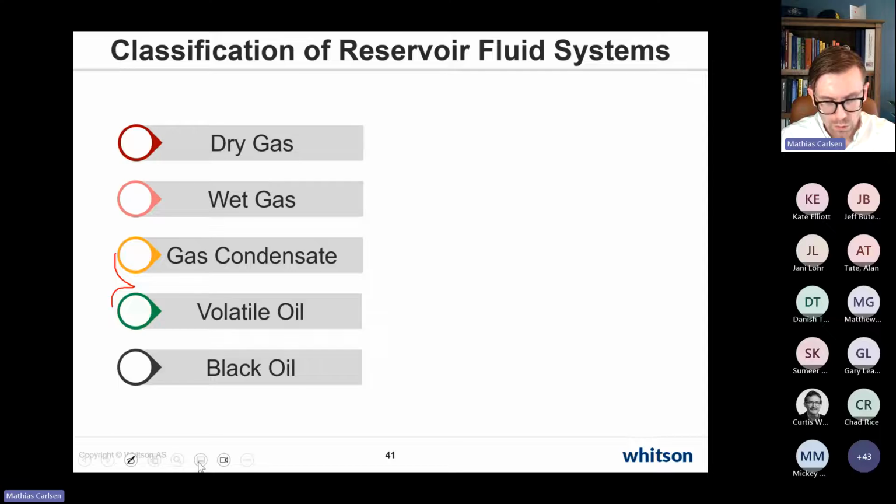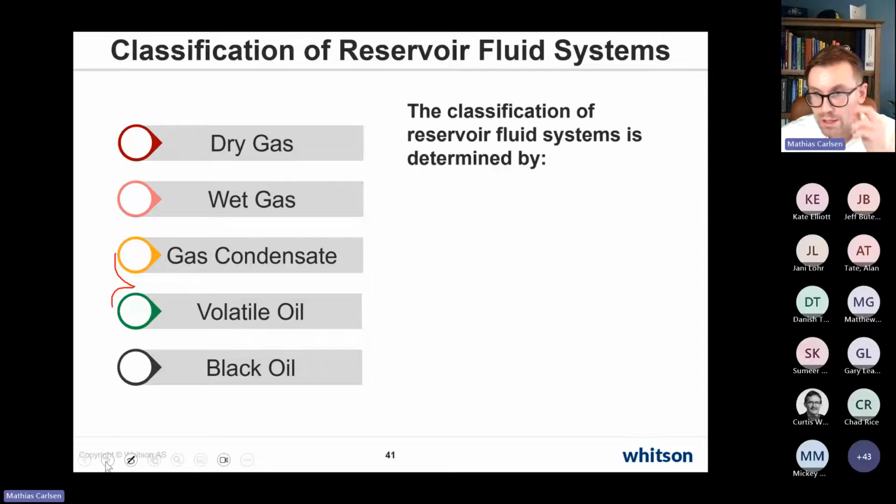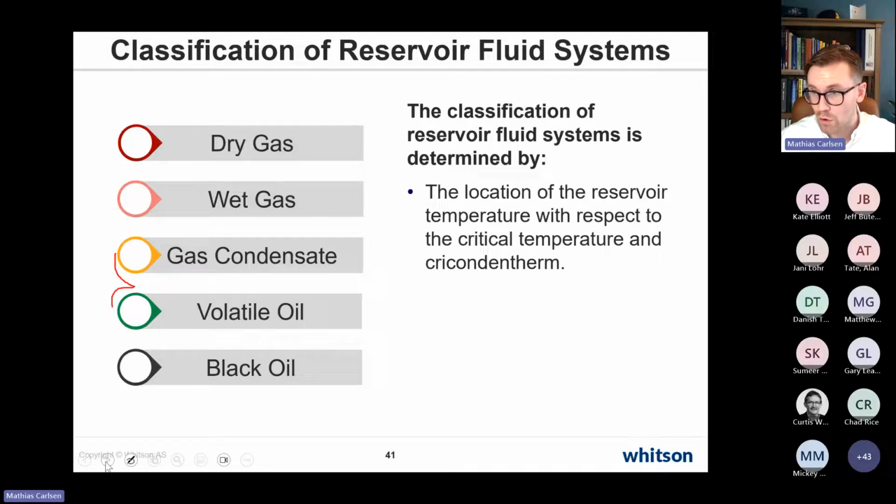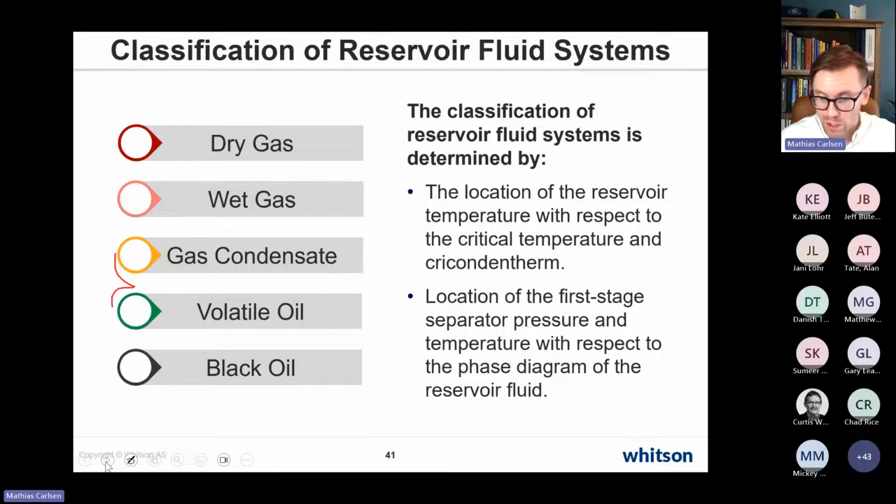So if you look at the fluid classification, if you go by that step by step, the classification of reservoir fluid systems is determined by the location of reservoir temperature with respect to the critical temperature and the so-called cricondentherm. We'll talk about what those two items are. The other thing that matters is the location of the first stage separator pressure and temperature with respect to the phase diagram. And that's a little bit mind-blowing.